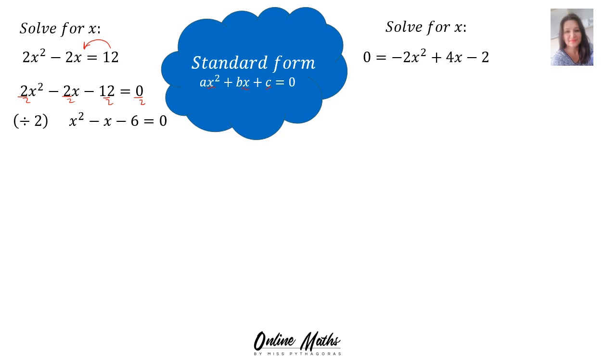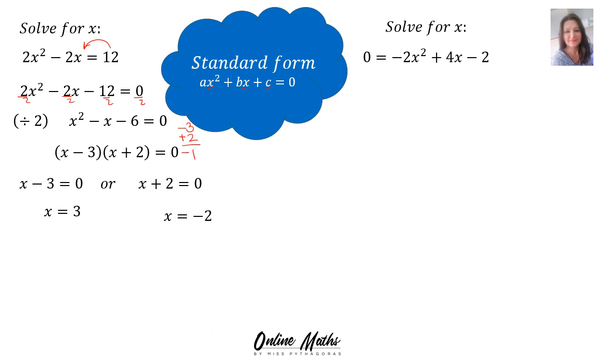To factorize this one, we will say the factors of 6 are 3 and 2. I want the middle term to be -1. And then how can 3 and 2 give me -1? -3 plus 2 is equal to -1. Therefore, the factors are (x minus 3)(x plus 2) is equal to 0. And then I can say x minus 3 is 0 or x plus 2 is 0. And then solve: x is 3 or x is -2.